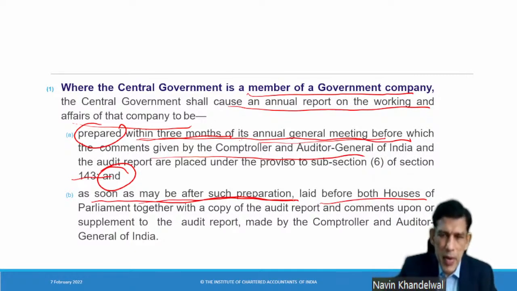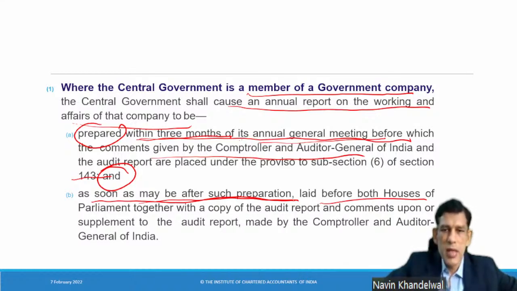So that means once it is prepared, in the next session of Parliament, it should be placed in both the houses of Parliament. So the extra requirement is because it is a government company, it should finally come to both the houses. And that is why the CAG comment should be included, because CAG is again an independent body which will offer its comments on the status of the audit of that particular company. So remember, if the central government is a member, the same has to be presented to both the houses with the copy of the audit report.